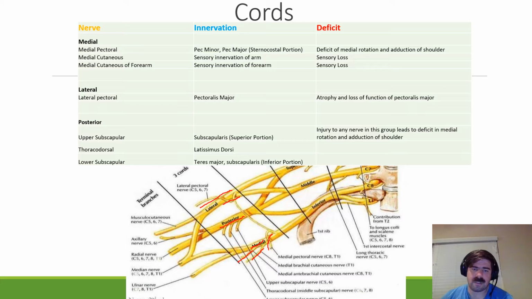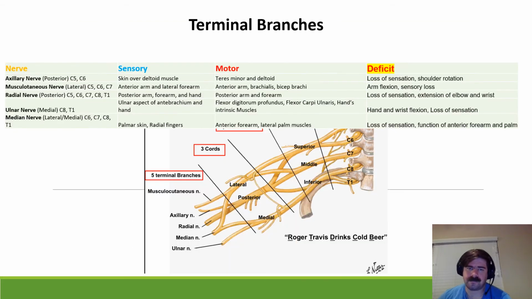And then next, the posterior chord. This gives us the upper subscapular nerve. This innervates the superior portion of the subscapularis. The thoracodorsal, which innervates the latissimus dorsi. Lower subscapular nerve, which innervates the inferior portion of the subscapularis and the teres major muscle. And damage to any of these three nerves results in a deficit in medial rotation and adduction of the shoulder.